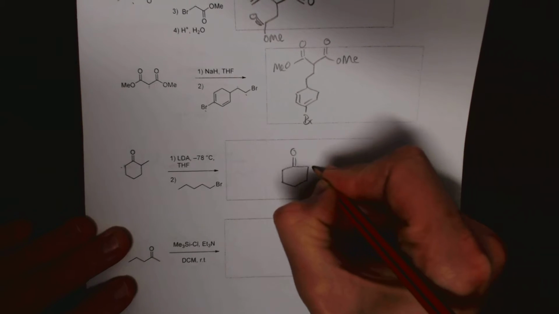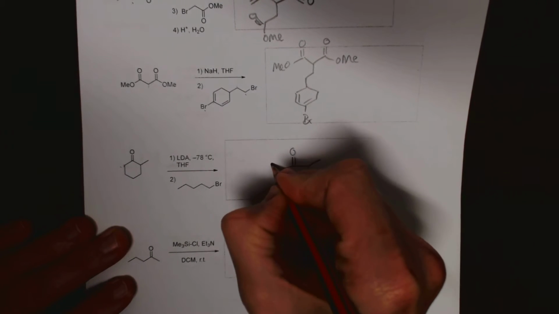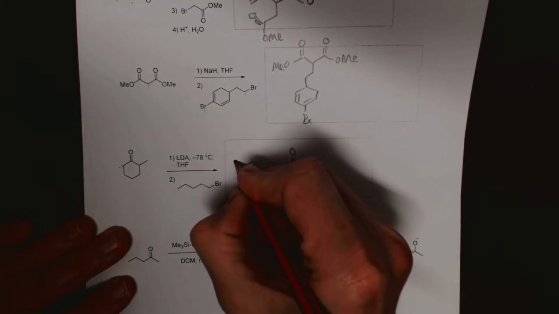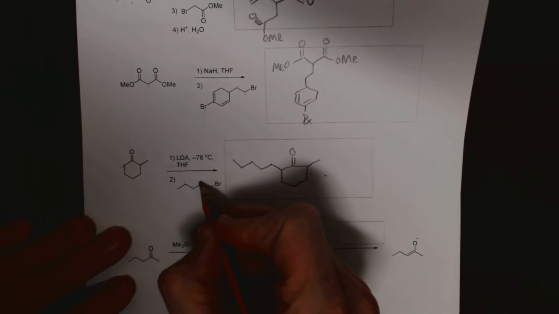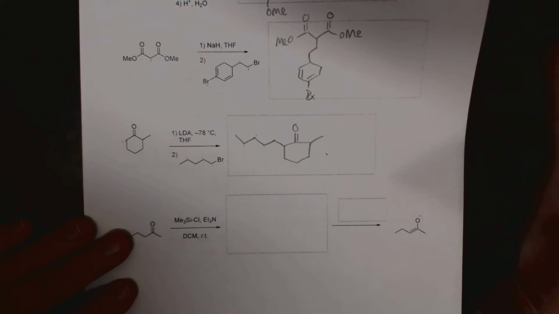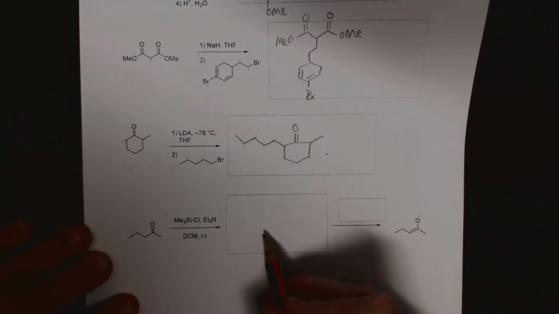So the product, we've got the methyl group and we've got it on this side, and we just had to count the number of carbons and make sure that we kept it the same at 5. 1, 2, 3, 4, 5. 2 marks. Easy. And then finally, this was just the formation of the silyl enol ether.